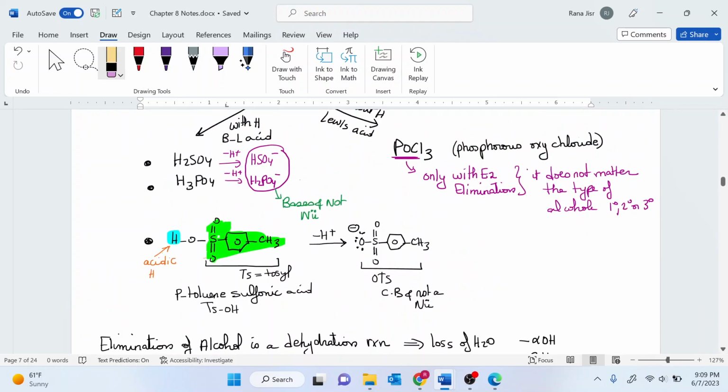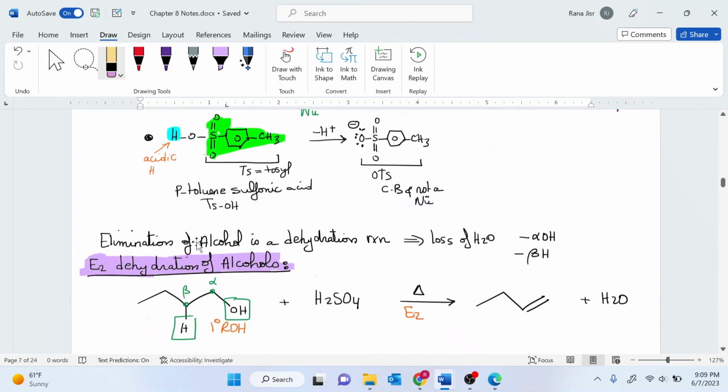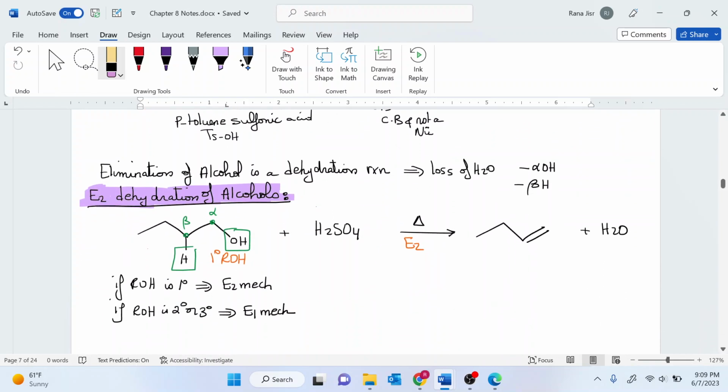For the other three types over here, no, it matters. And the rule says that if you are working with a primary alcohol with these acids, then the mechanism is an E2. If you're working with secondary and tertiary, then the mechanism is E1. Now you notice that this is different than alkyl halides.